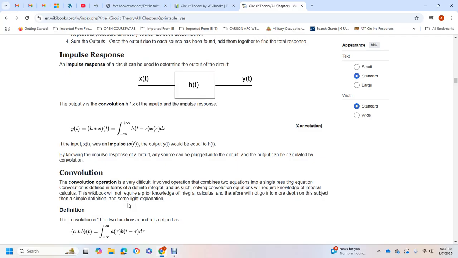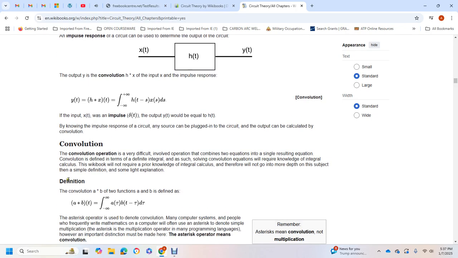The convolution operation is very difficult. It combines two equations into a single resolving equation. Convolution is defined with the definite integral, so solving the convolution equation will require knowledge of integral calculus. This book will not require prior knowledge of integral calculus, therefore we will not go into more depth on the subject, for example the definition and some of the explanation.